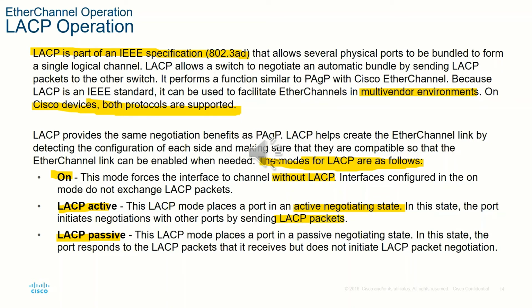The third mode is LACP passive. This LACP passive mode places a port in the passive negotiating state. In this state, the port responds to the LACP packets that it receives, but it does not initiate the LACP negotiation.